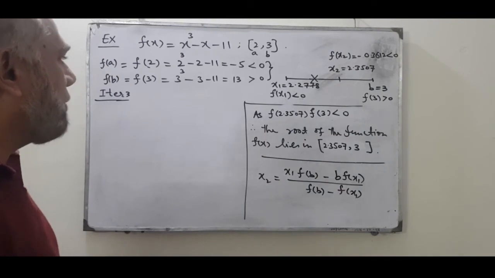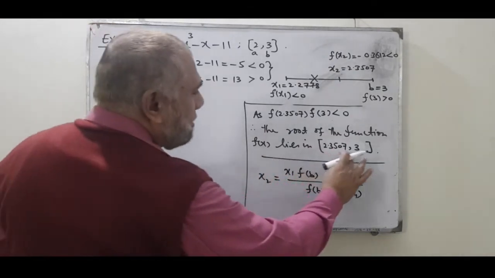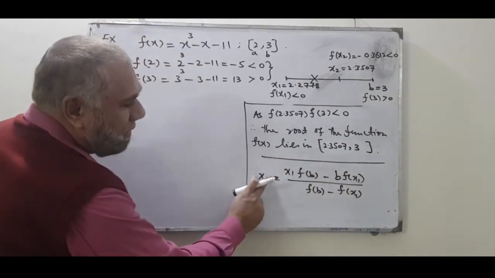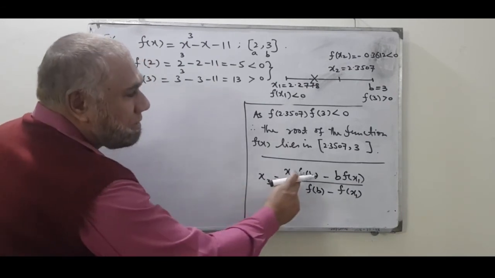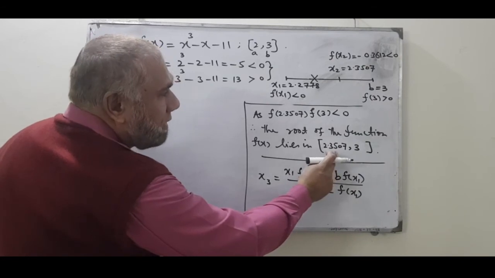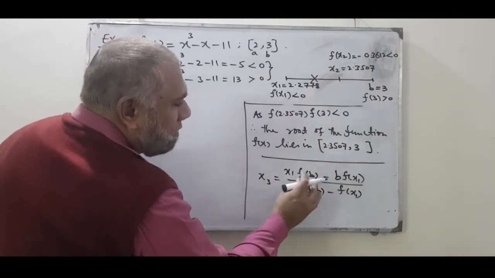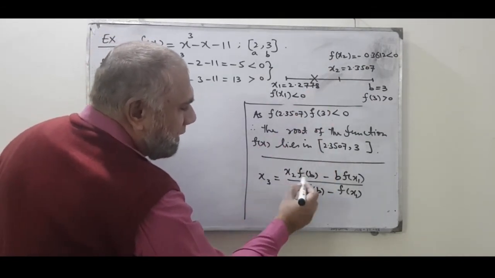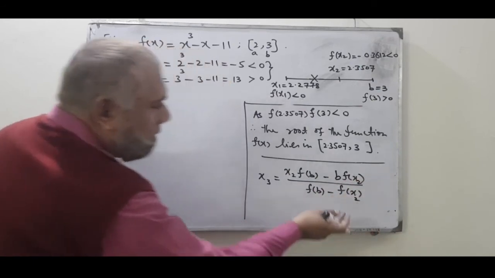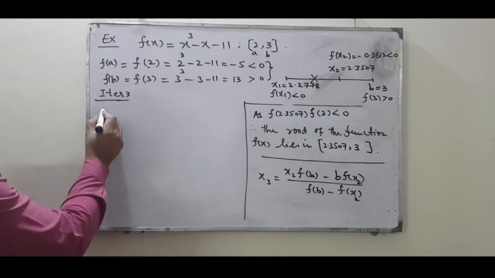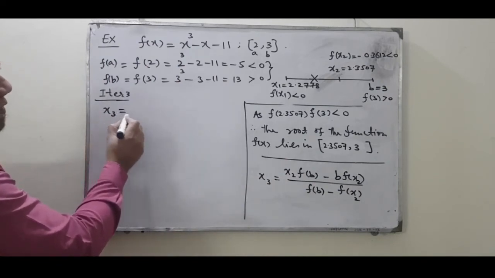In iteration number 3, this is your new domain. So here the formula will be replaced now. X3 will be on this side. Previously this was X1, now this is X2. So this X1 will be replaced by X2 everywhere. And now you have to put in the values. X3 will be equal to X2.